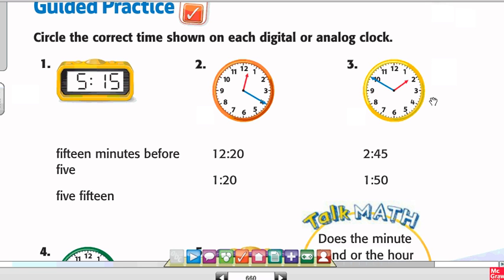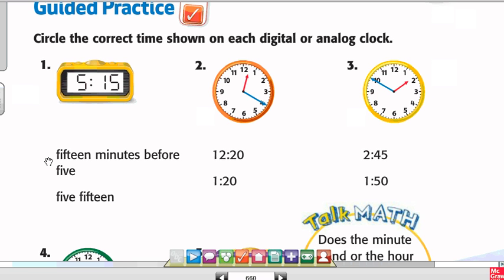5:15. 5:15, right? Now the first one that you see here says 15 before 5. If it's 15 before 5, what's before 5? 4. So it would be 4:45. Okay, but obviously the correct one is 4:15. If we said it the other way, it would be 15 after 5 o'clock. All right, number 2.